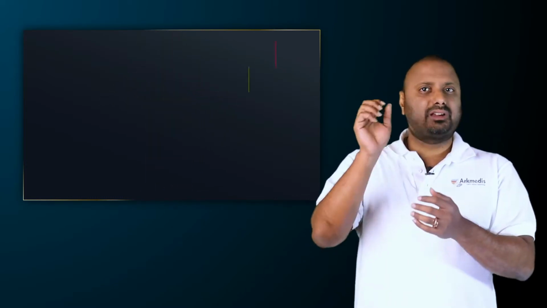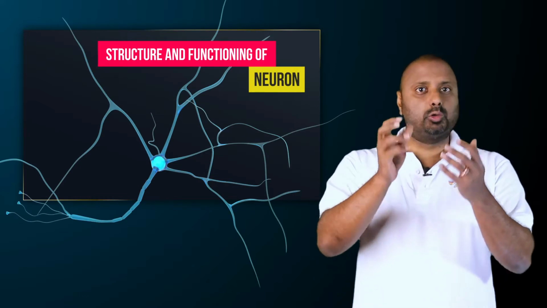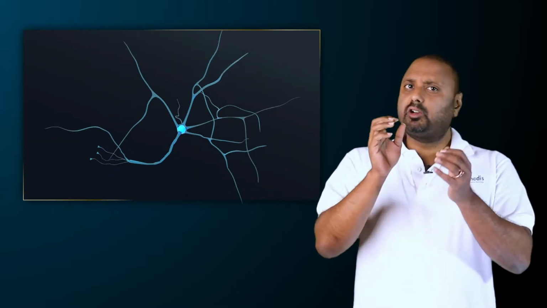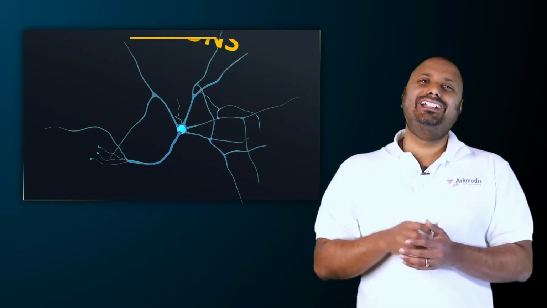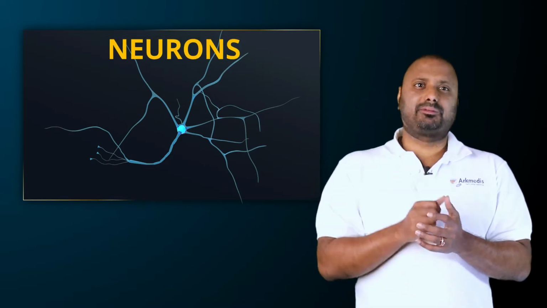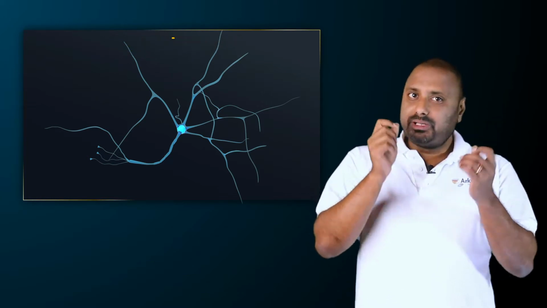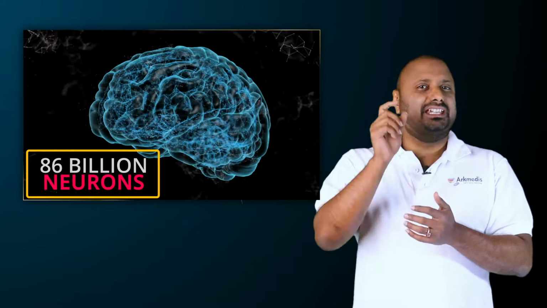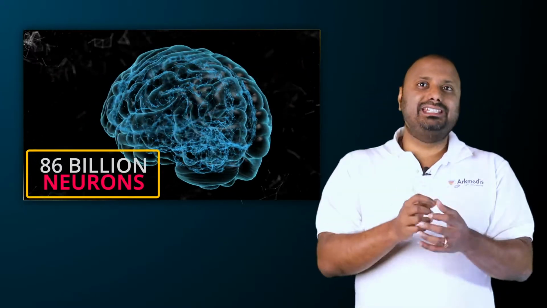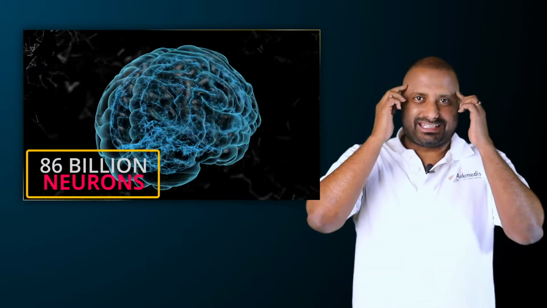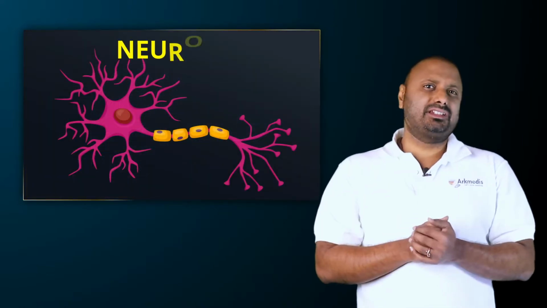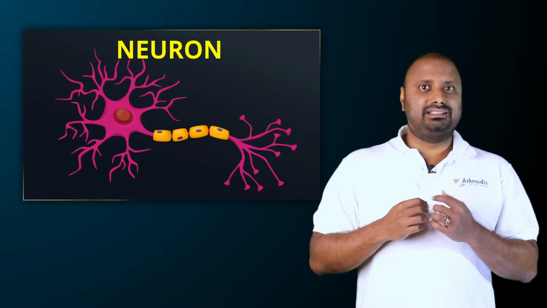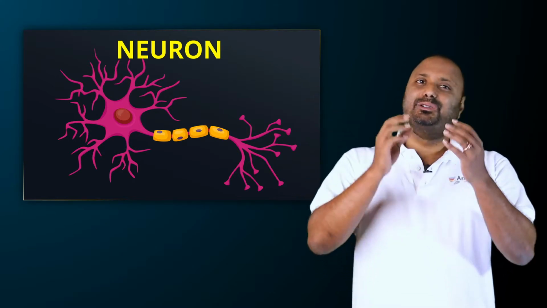Let's start with the structure and functioning of a neuron. The nervous system is able to perform its function because of specialized cells called neurons. You would be surprised to know that a single human brain consists of 86 billion neurons. Yes, you heard it right. It's 86 billion neurons that are packed in here. So, what's the main function of a neuron? It is to receive the signal, integrate the signal, and communicate the signal to the target cell.